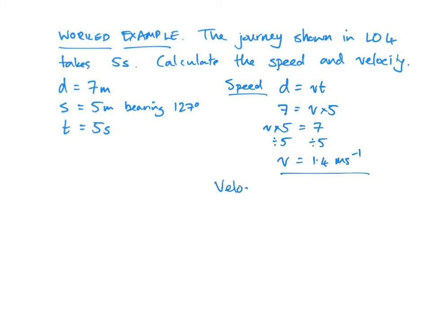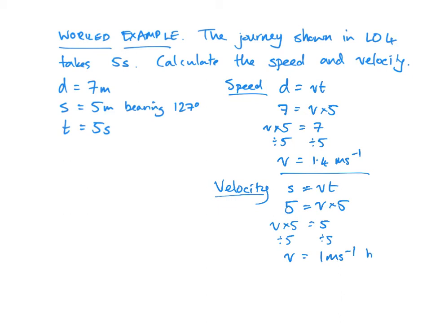For velocity, very similar, except the formula here is s equals vt. Now what we do is we substitute the size of s. So we substitute the 5 in instead of the s. And the bearing basically just carries over. It's the same bearing. It's only the magnitude of the displacement you need to divide by the time. So we get v times 5 equals 5. Divide both sides by 5. And you get v equals 1 meter per second. So the velocity is 1 meter per second. And we copy the bearing. It's bearing 127 degrees.